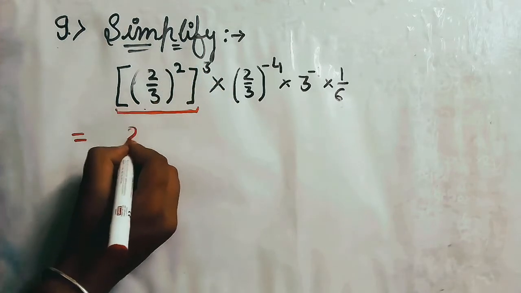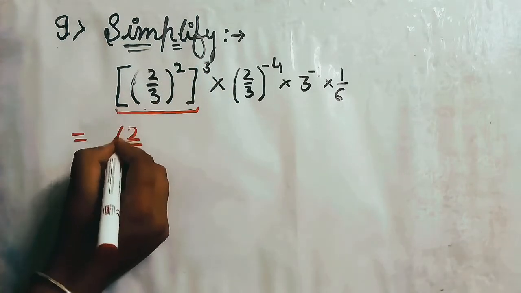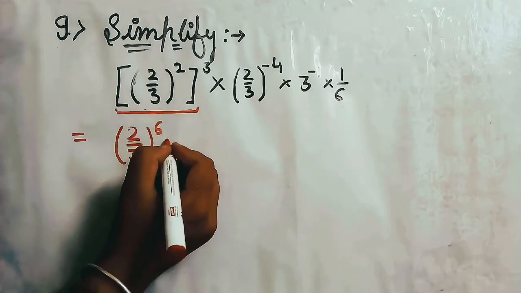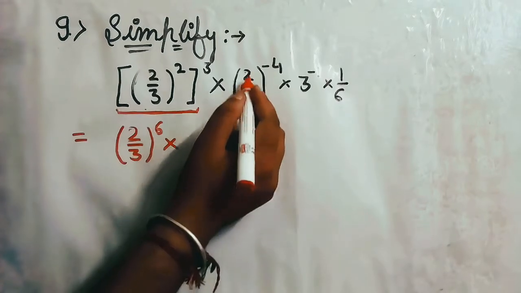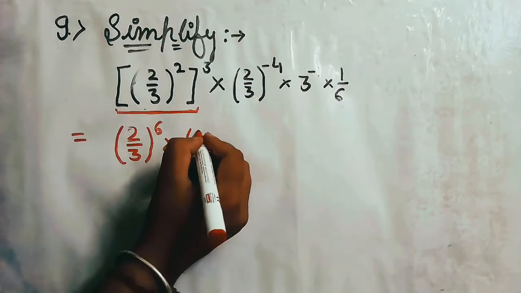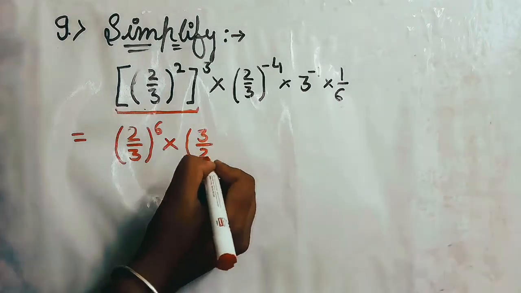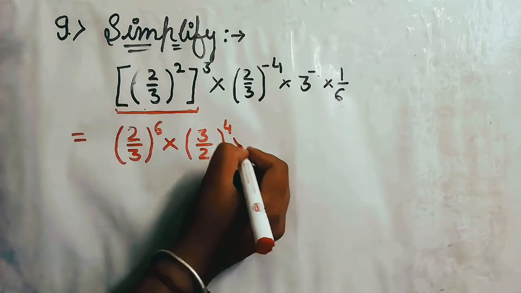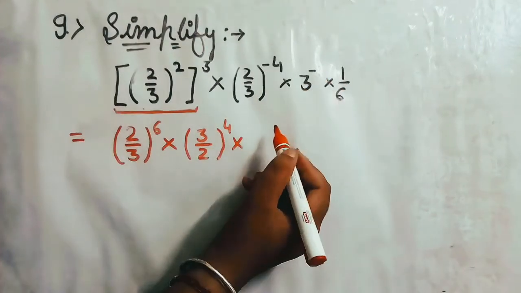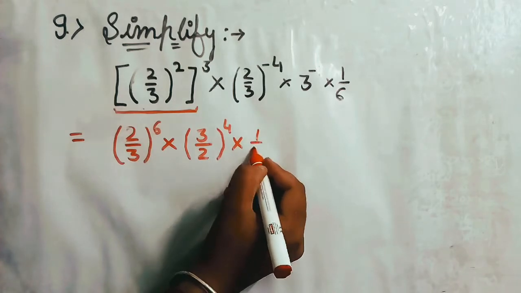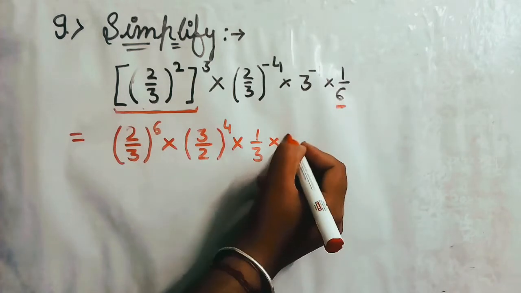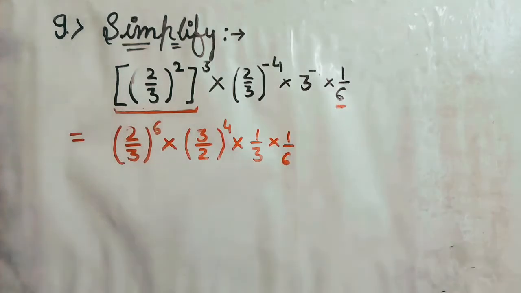So power raised to power is there, so 2 upon 3 as it is, and the powers will be multiplied. So 2 3s are 6, whole multiply by, here the power is negative, so take a reciprocal of base, which will be 3 upon 2 whole raised to power 4, it will become positive now. 3 raised to power minus 1 means inverse of 3 is 1 upon 3 multiply by 1 upon 6.